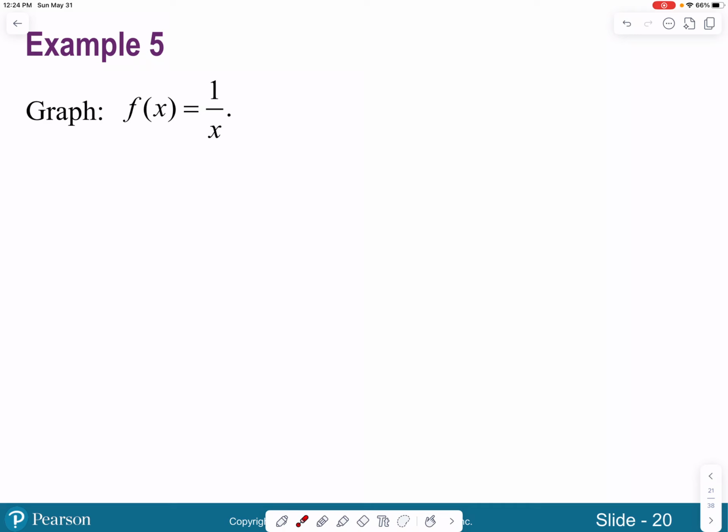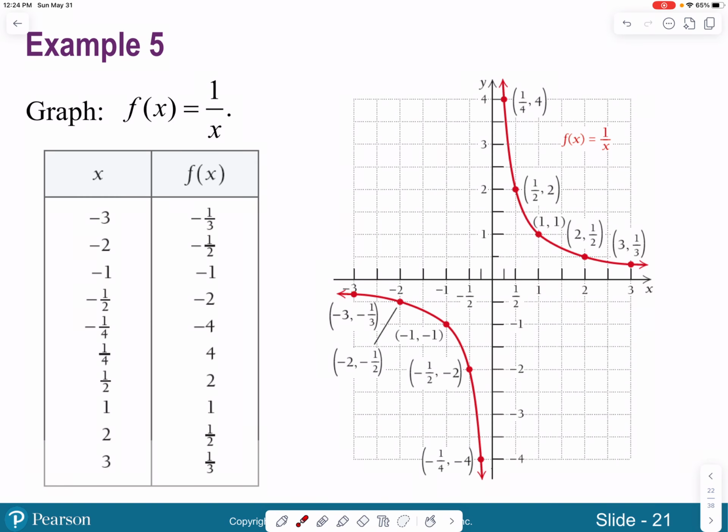So we would choose several values of x, all right? And long story short, we get an image like this. So you can see on the left where they chose several values of x, they found the corresponding y's, plot the points, we get an image like this.